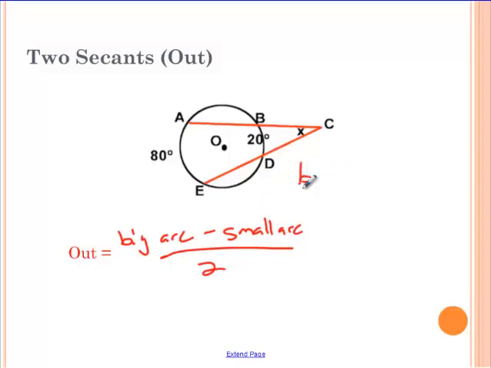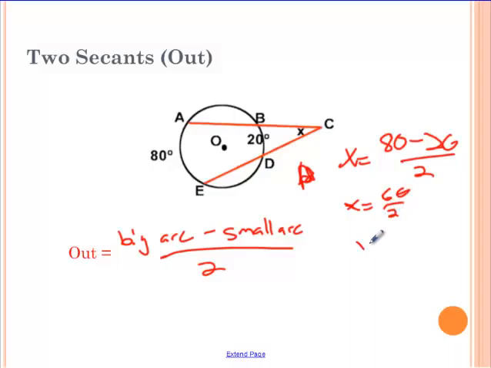So let's get rid of that. The angle is 80 minus 20 over 2, and 80 minus 20 is 60. 60 over 2, so x is 30 for that angle.